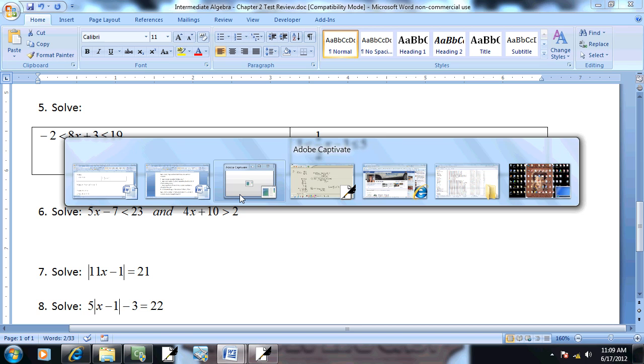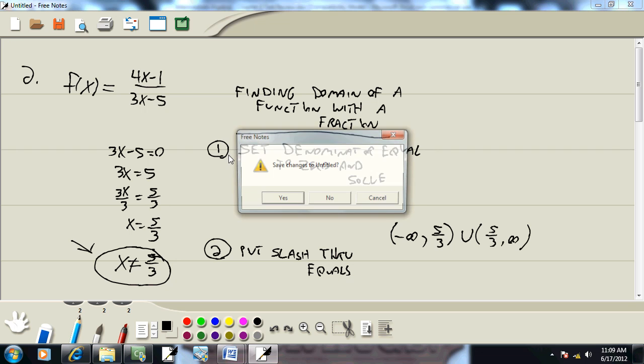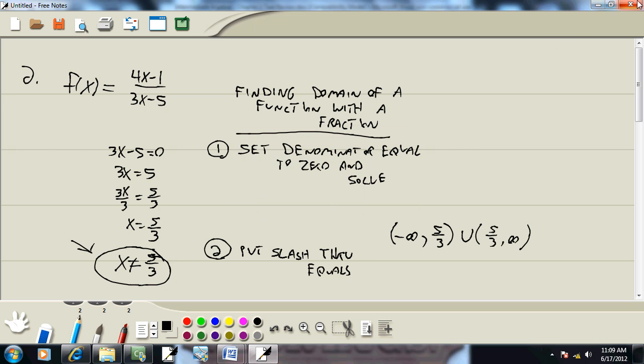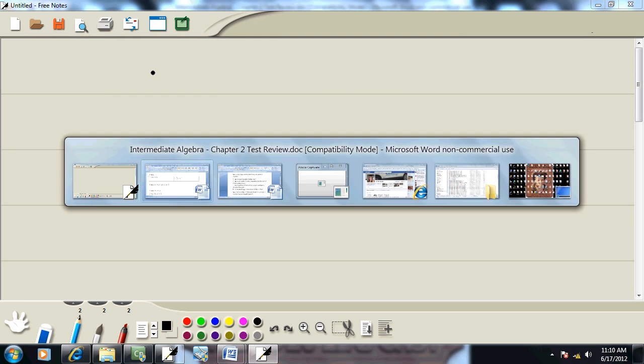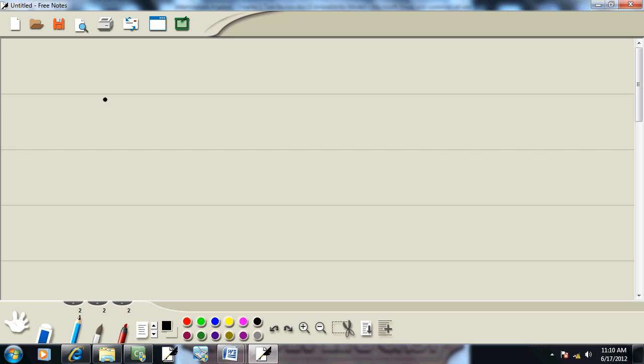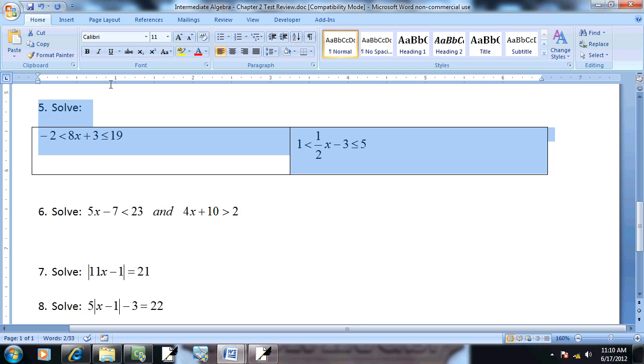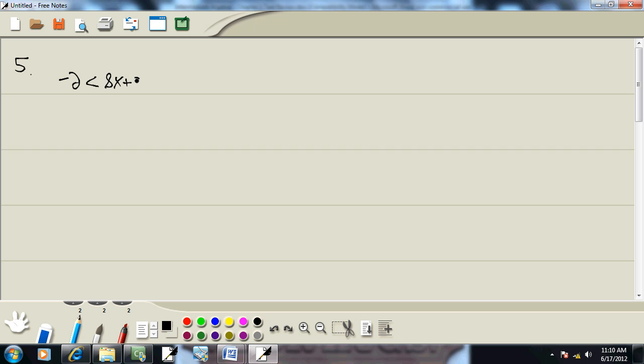So let's look at our first example. We got negative 2 is less than 8x plus 3, it's less than or equal to 19. First step, get rid of parentheses. Don't have any. Second step, get rid of fractions. Don't have any. Third step, get everything with x in the middle, numbers on the other two sides.